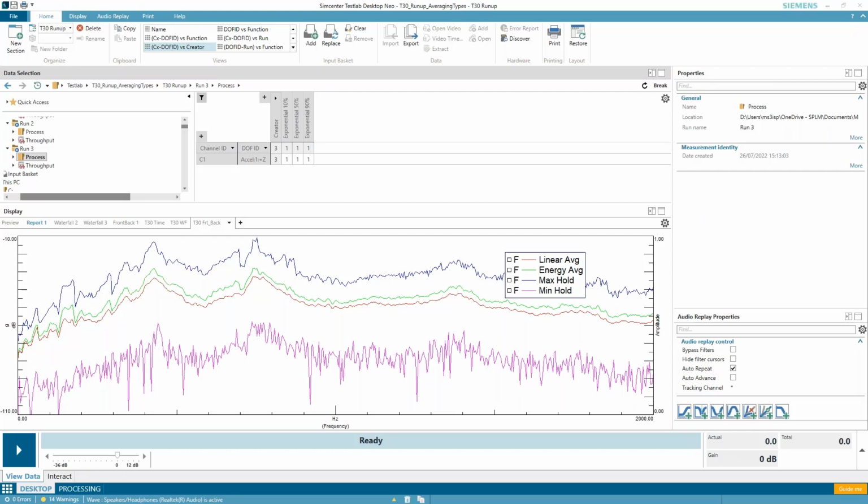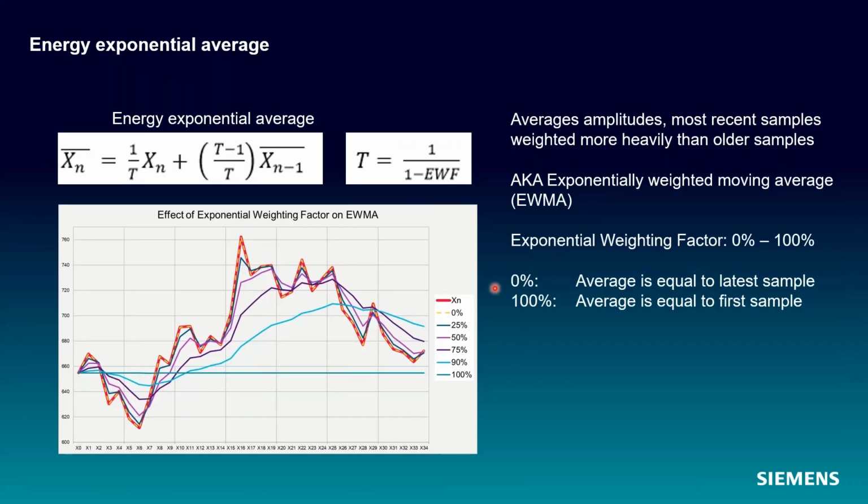And again, just to mention, there's this thing called the energy exponential average, and its formulation gets a little bit more complicated, where you have this exponential weighting factor. And so TestLab will ask you for a percentage, where this EWF, or exponential weighting factor, will be a percentage between 0 and 100. And you're telling the software essentially how to break down the weighting between old data and new data, okay? So real generically, the most recent samples with an exponential average will be weighted more heavily than the pre-existing average.